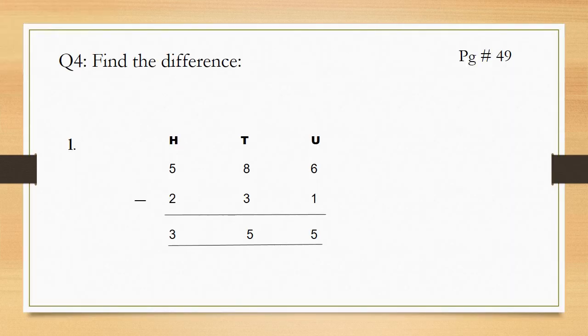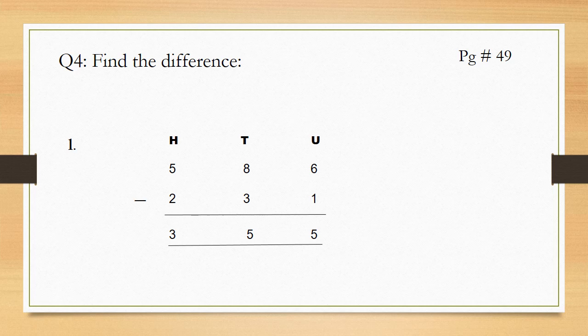It's question number 4 that is given on page number 49 of your mathematics book. We are going to start solving from part L. Here we have been given two 3-digit numbers. One number is 586 and the other number is 231. We have to subtract or remove 231 from 586. Students, as you all know, we always start subtracting from the units place.